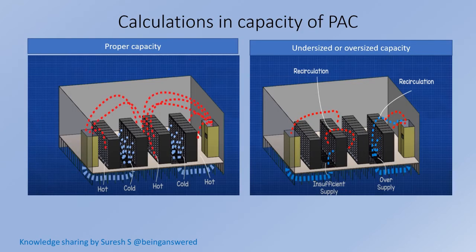Here we can see what error will happen if the calculation is done wrongly. There are two pictures shown, right and left. On the left hand side, the hot aisle and cold aisle are shown. The hot aisle has red dots and the cold has blue dots. When we have a proper calculation and proper capacity, there won't be any mixing between hot and cold. But in the right hand side, when it is undersized or oversized, if it is undersized, because of insufficient supply the hot air will again circulate in the cold aisle. Where it is oversupplied, the conditioned air will unnecessarily get into recirculation. So the proper sizing of a PAC plays a major role in data centers.